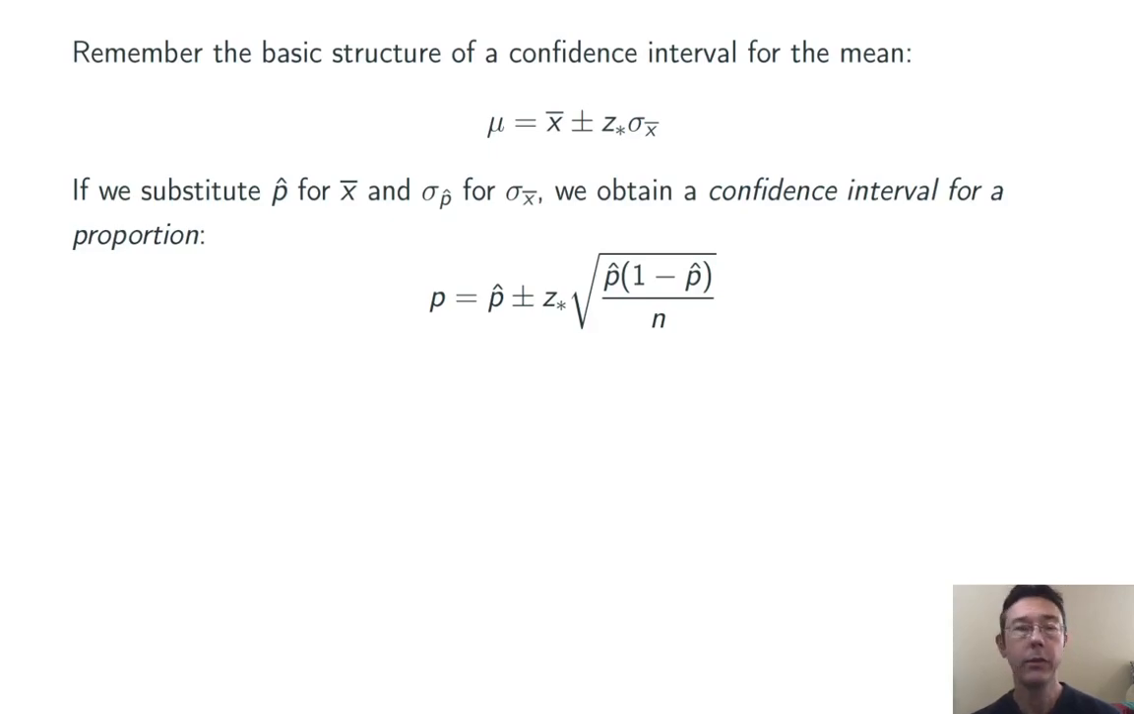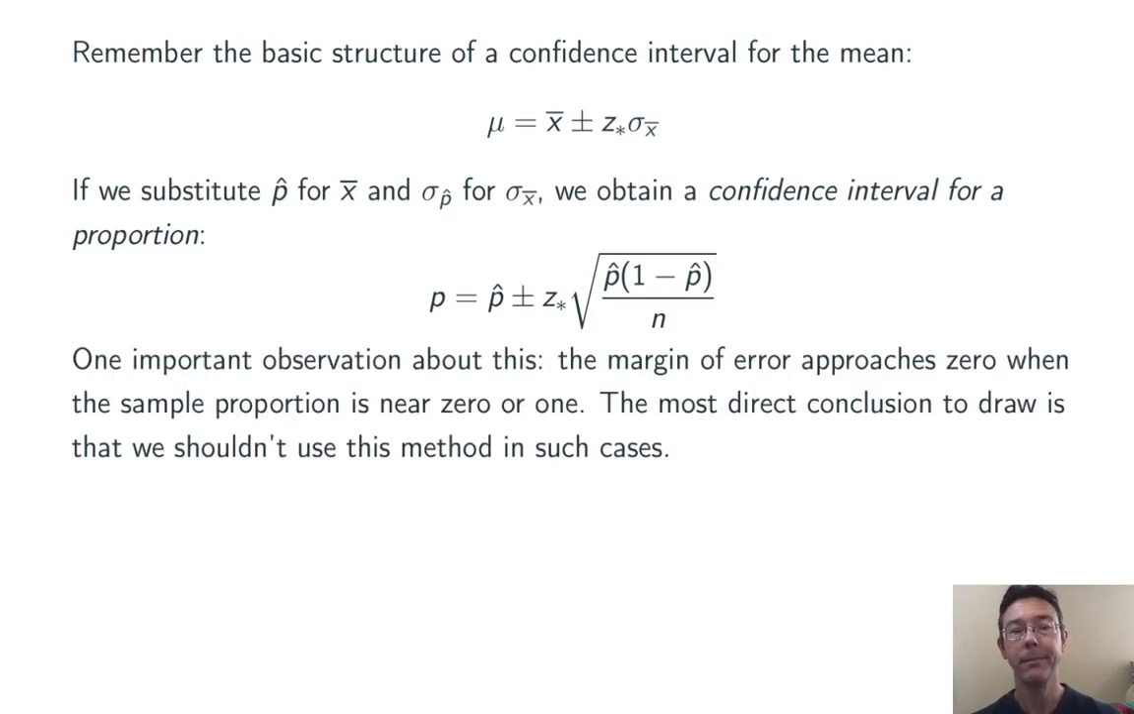Remember, p is the overall probability of success on a given trial, the thing we're trying to estimate. P hat is the experimental proportion of success, so the proportion of successes in our sample. So p hat is the only thing we know. One other important observation here.